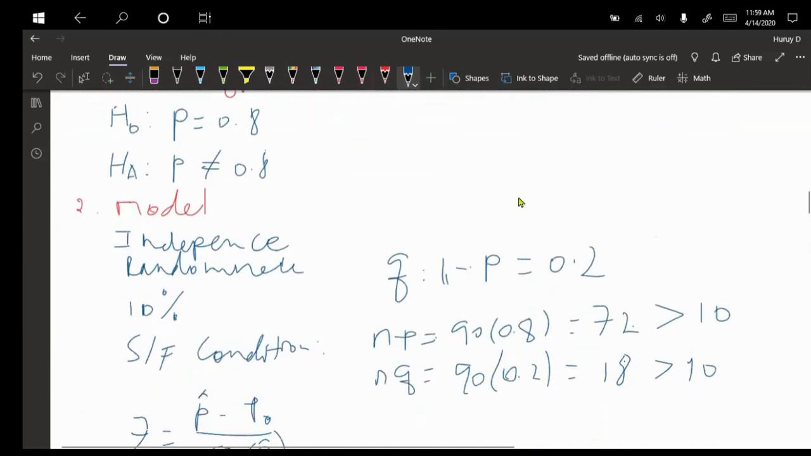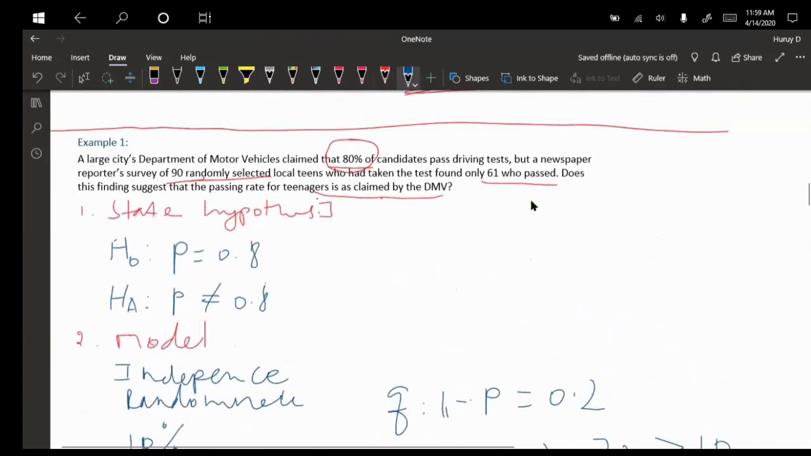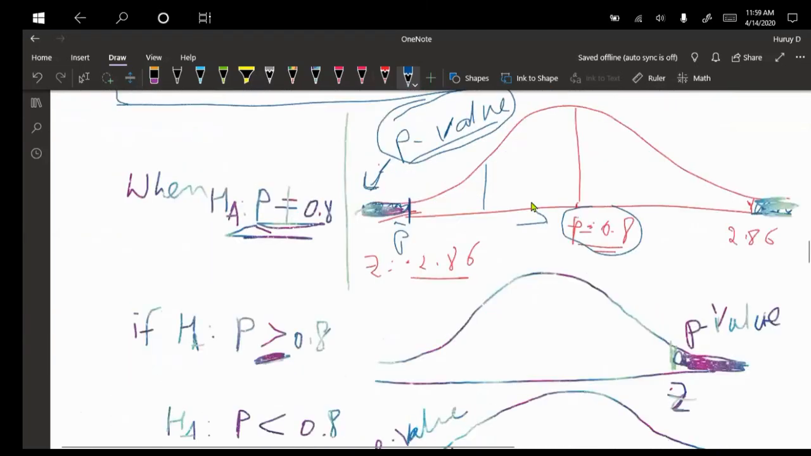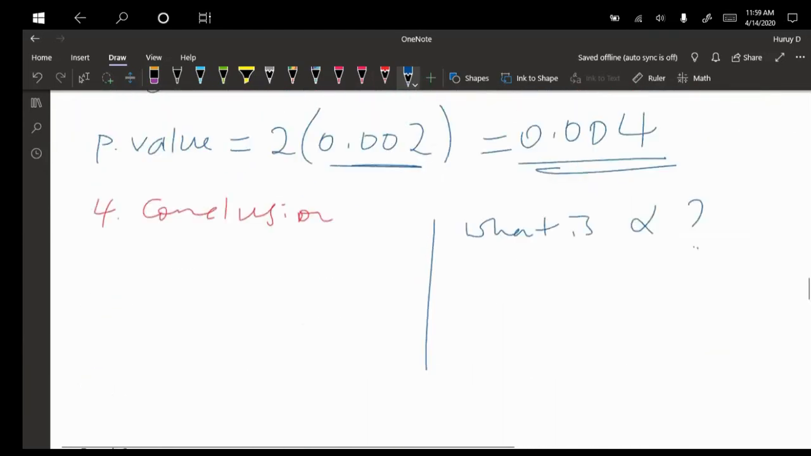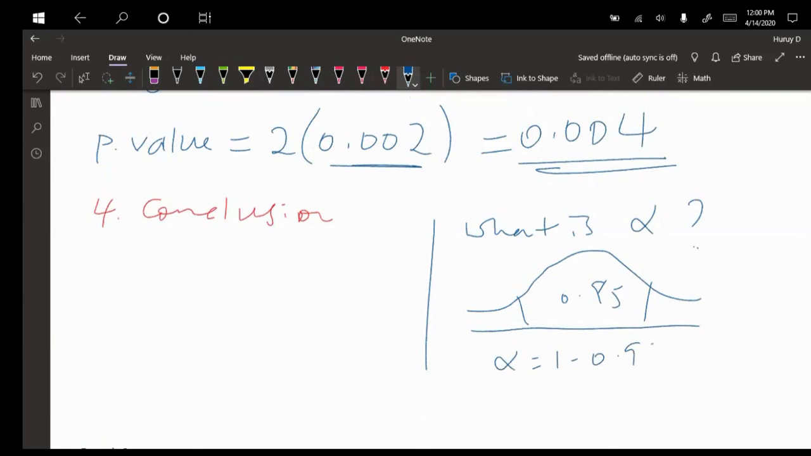So if you use 95%, it means the middle part is 95%, because here we are talking about two-sided, okay? Therefore, the middle area is 0.95, and the leftover is 0.05. Therefore, alpha is 1 minus 0.95, and this is 0.05.